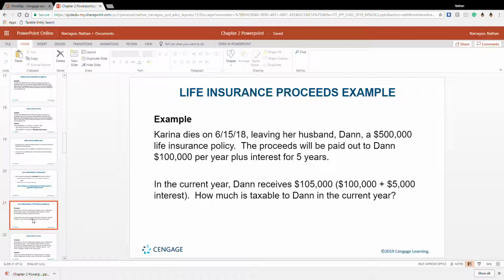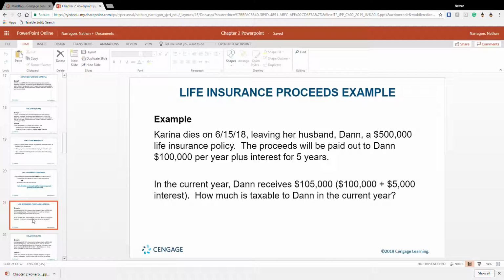So, in the current year, Dan receives the complete amount. Basically, $100,000 plus the $5,000 in interest. So again, for calculations of interest, we don't have the complete thing, we just know the lifespan. If we know the complete thing, we can usually calculate interest.